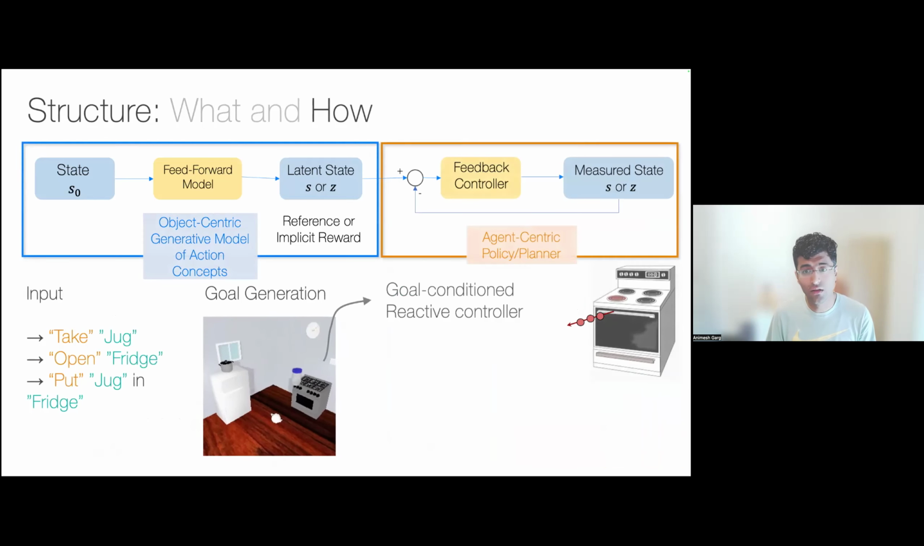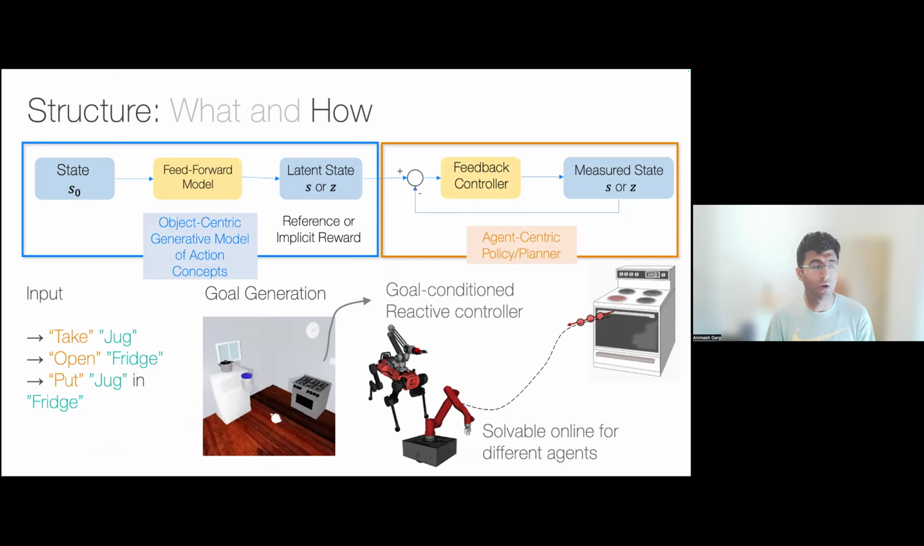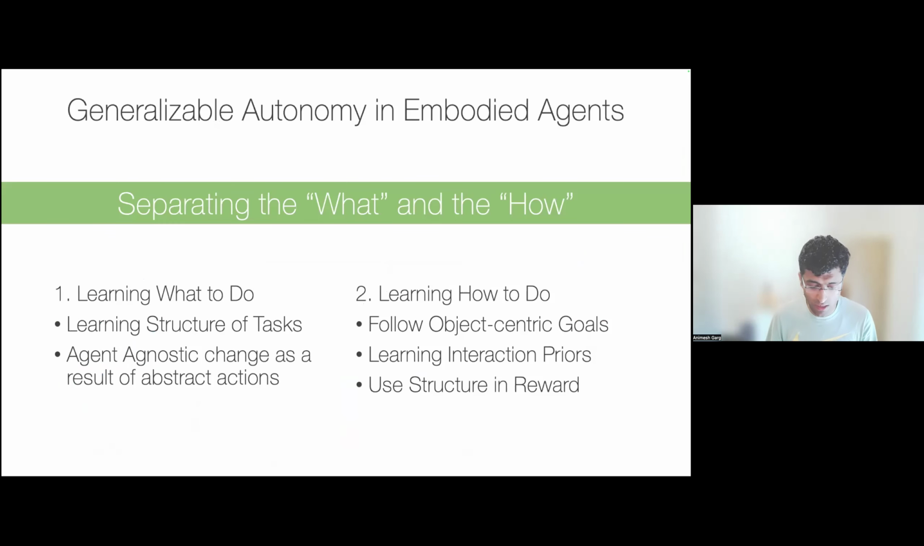Now, once you have such a model, you can use it as a goal generator for a goal-conditioned reactive controller. So if you're trying to open, let's say, the oven, you can solve this problem online or offline for a variety of different agents. The concept of opening the oven does not change whether you open it with a humanoid robot, a human, a child, or a dog, right? So there is this separability of what needs to happen and how it needs to be done. This is what I would like to pitch here, that we should start thinking in terms of the structure of the what and how, and we can build pre-trained models, large-scale priors for both of these problems simultaneously and separately.